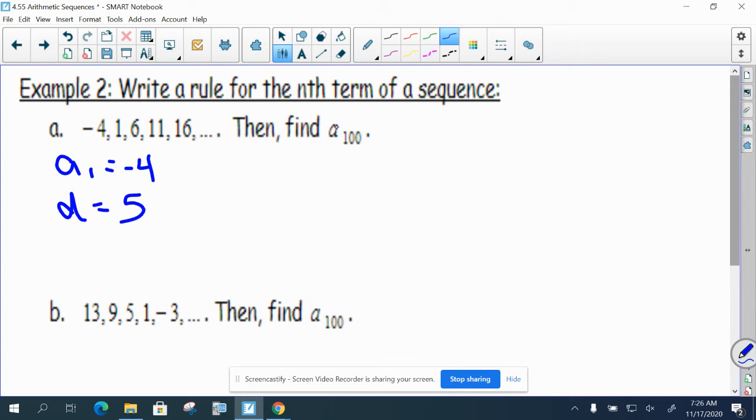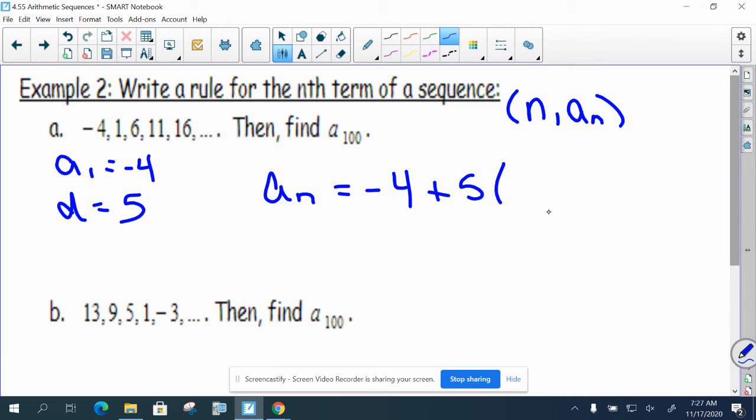Okay, now let's write the equation. We're going to keep a sub n in our equation. So a sub n equals your first term, -4, plus the common difference, 5, parentheses, n minus 1. You're always going to have this n minus 1 here. That's not going to change. And that would be it.